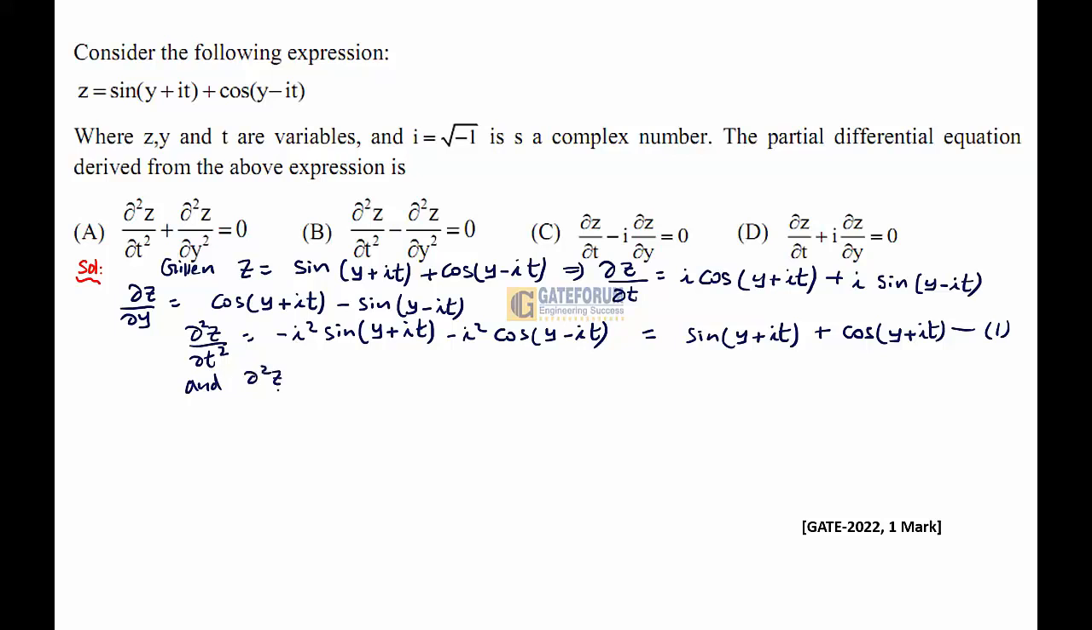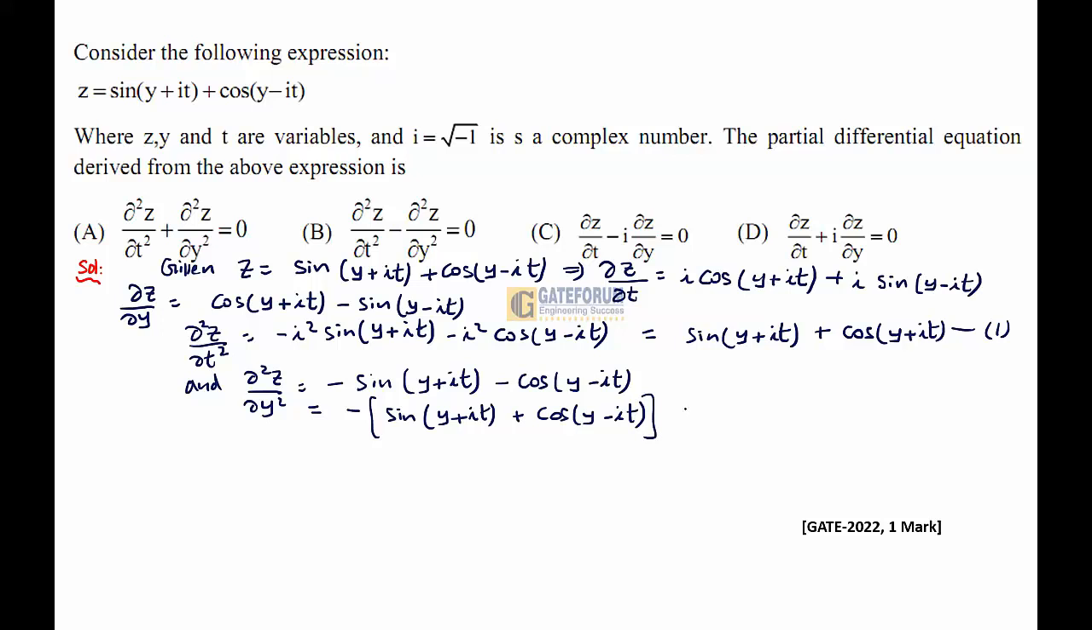And dou square z by dou y square. For this dou z by dou y, one more partial derivative with respect to y, t constant, y derivative 1, cos derivative is minus sine. So minus sine of (y plus it), and sine derivative is cos, minus cos of (y minus it). Okay, so here I can take minus common: sine of (y plus it) plus cos of (y minus it).